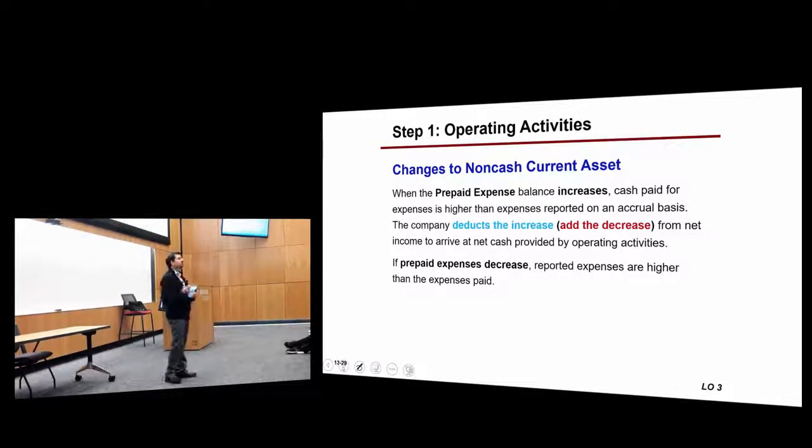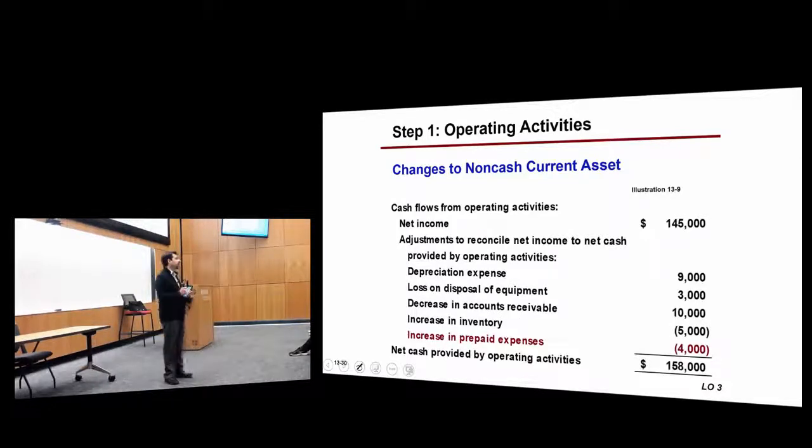So you subtract it from net income. If you have, on the other hand, a decrease in prepaid insurance, that means you recognized insurance expense, for example, although you did not make any payment in cash. So this will have to be added back. You add the decrease in prepaid expenses. Here we have an increase in prepaid expenses. So what do you do? You subtract this increase in prepaid expenses.